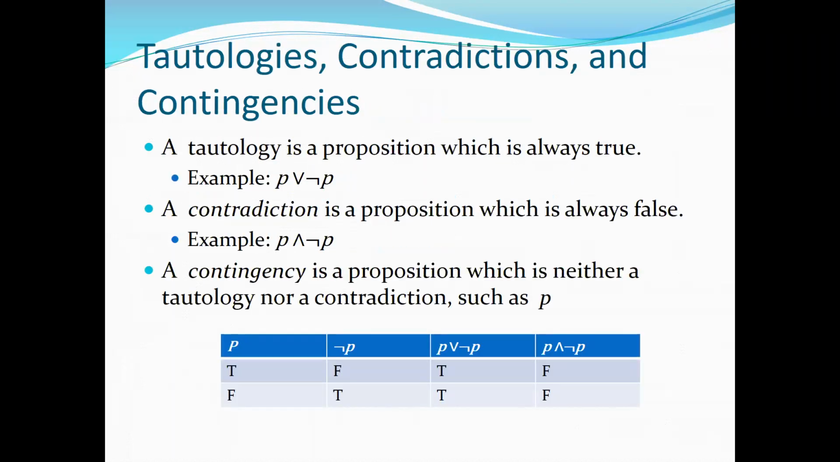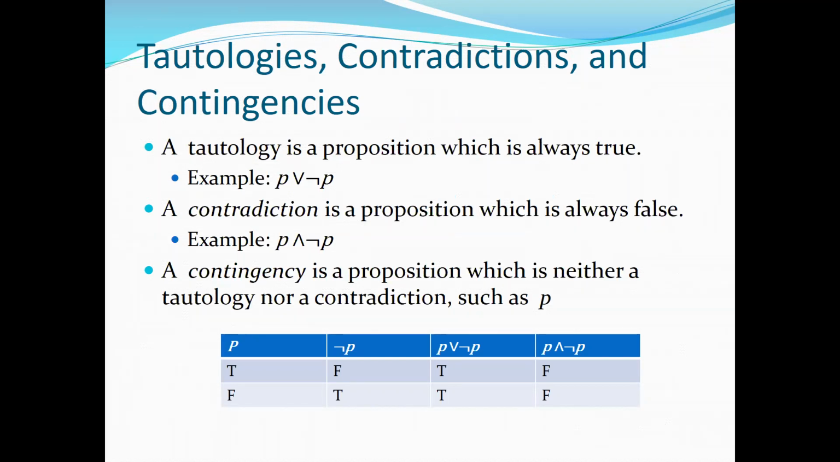So what do we mean by tautology or contradiction or contingency? Understand this, this is again one of the important concepts. A tautology is a proposition which is always true. So if there is a proposition and you get the result always true, so it can never be false, then such a proposition is called a tautology.